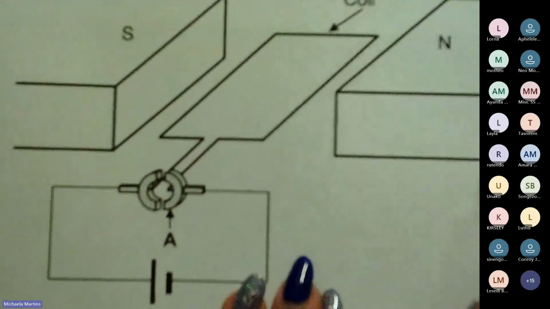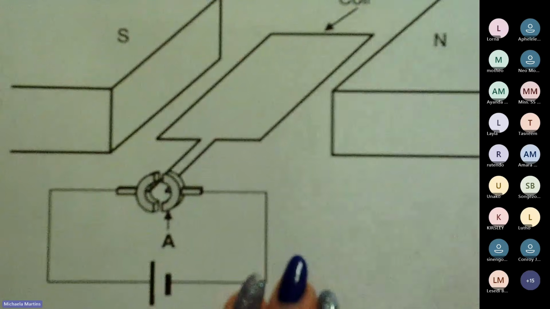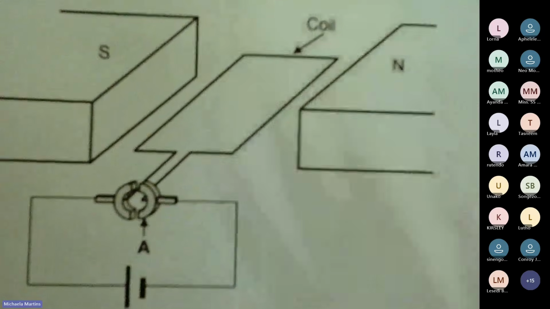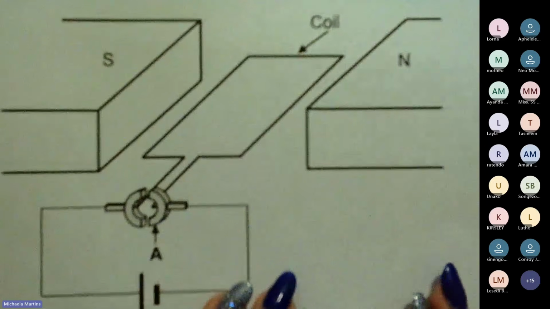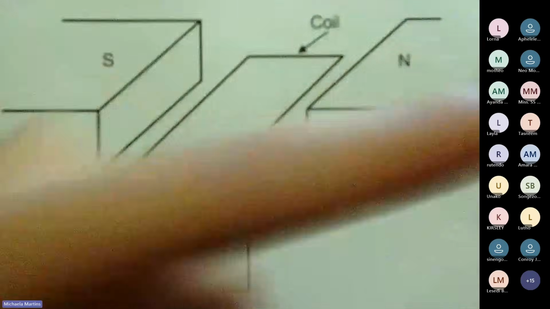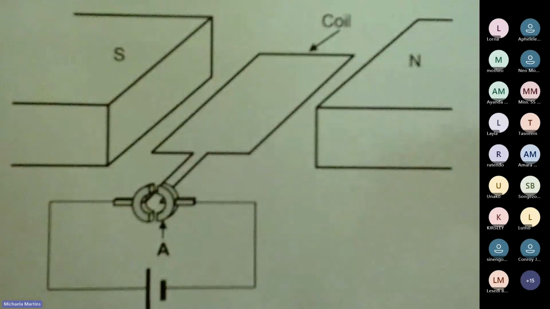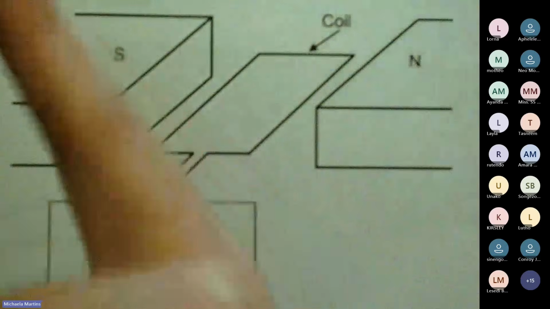I'm seeing different answers. Okay, so we use our left hand. But remember, the first finger that I always figure out that makes a lot of sense is your magnetic field finger, this one over here. So with that finger, you point from the north to the south. So we're going to be pointing that way with our mother finger.